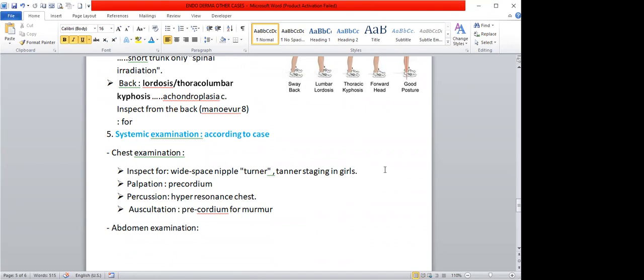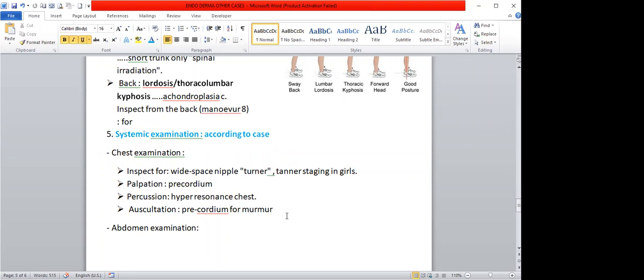That is also an inspection finding. And the precordium: if the child is properly exposed, some bulging or a hyperdynamic precordium, or some chest deformity, may sometimes be present. Percussion, I really don't know why they mentioned hyperresonant chest. I don't think there's any need to do percussion. But auscultation, if any precordial finding is there, then we can ask for it.